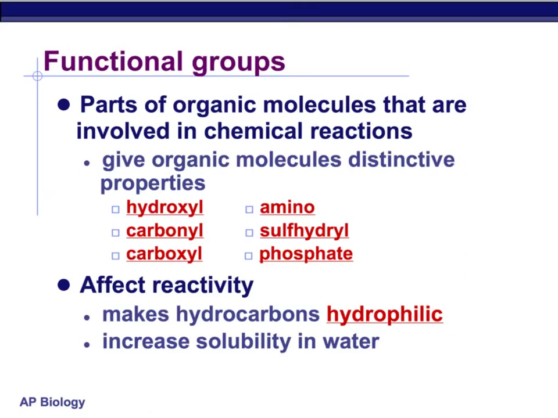So there are six main kinds of functional groups. They are hydroxyls, carbonyls, carboxyls, amino, that should be amines, but it doesn't matter, sulfhydryls and phosphate groups. What these guys really do, all six of them, is they take hydrocarbons, which are very, very hydrophobic, and make them hydrophilic. By making them hydrophilic, it increases their ability to dissolve in water, so it increases their solubility.